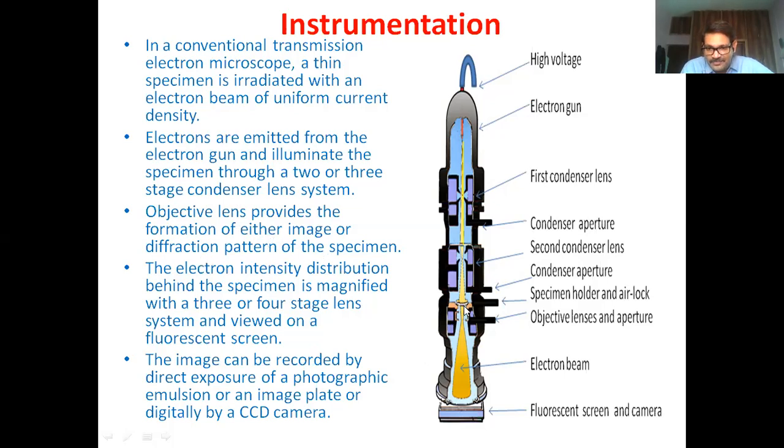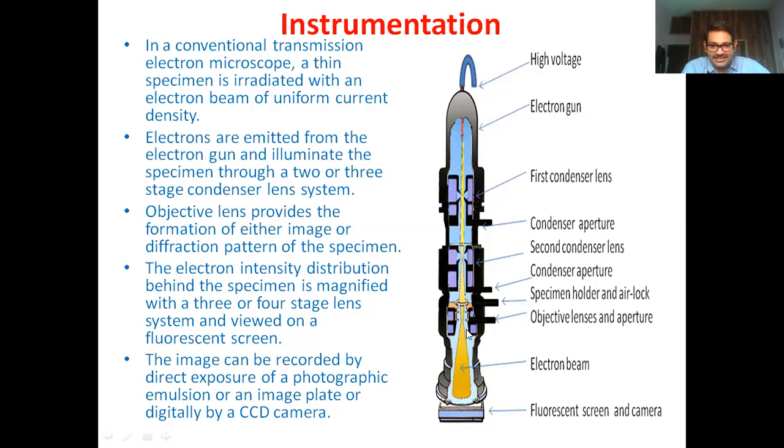Below the specimen holder, where the specimen sits, there are again electromagnetic lenses. We call these the objective lens. They focus the image or the diffraction pattern. Especially, the electron intensity distribution behind the specimen is magnified with a focus stage lens.